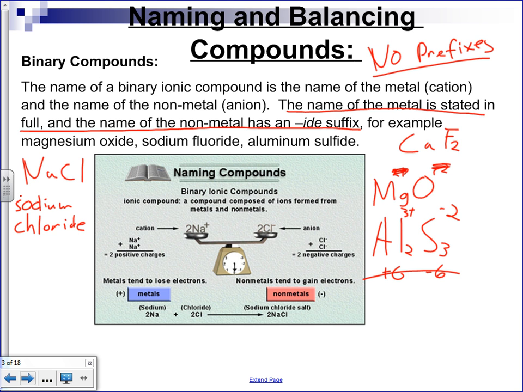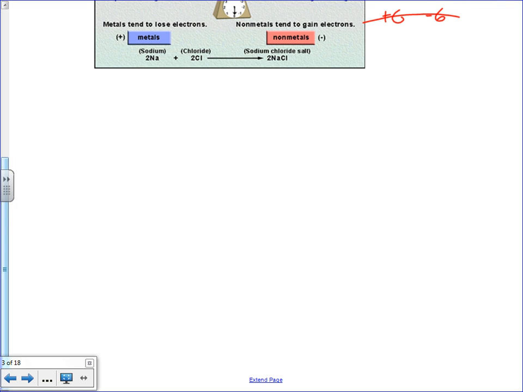Now, you don't ever have to prove the math to me. The swap and drop works every single time, except once in a while you have to do what with the numbers? What if I had, I gotta find something that'll work for here. What if I had zirconium oxide? I don't even think that exists, but let's just say. And that shouldn't be capitalized.